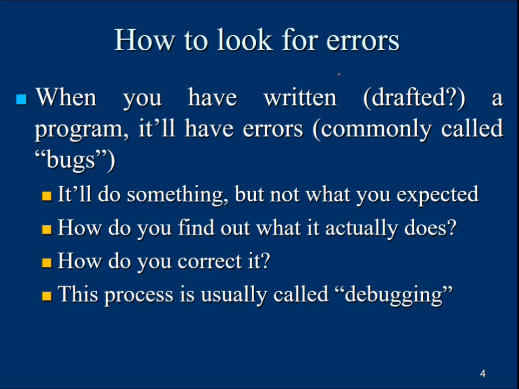So how to look for errors? When you have written a program, it will have errors. Commonly we regard them as bugs, but if you see in the software engineering books, errors, bugs and faults all have different meanings. But here we will use them synonymously. So it will do something but not what you expected, and this can be an error. How do you find out what it actually does and how do you correct it? This process is generally called debugging.